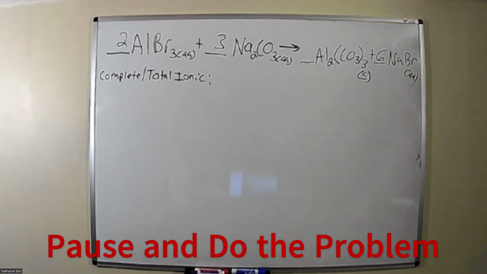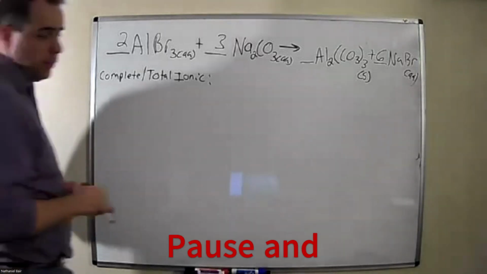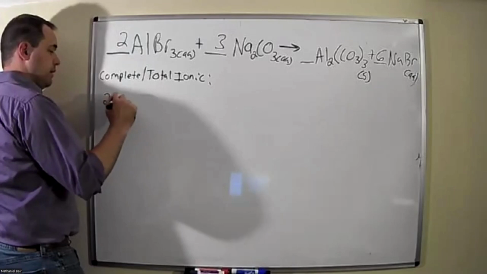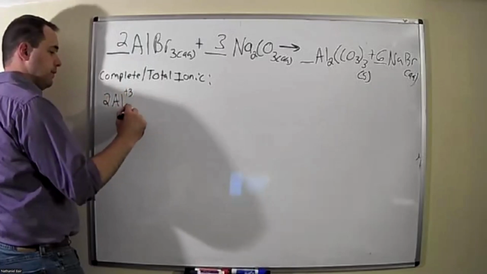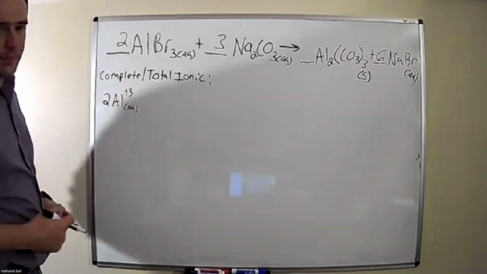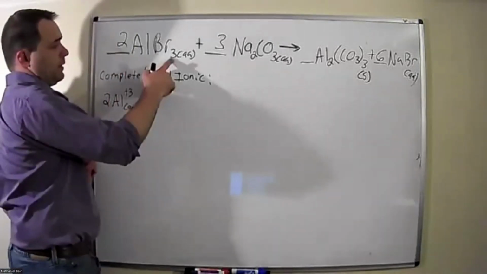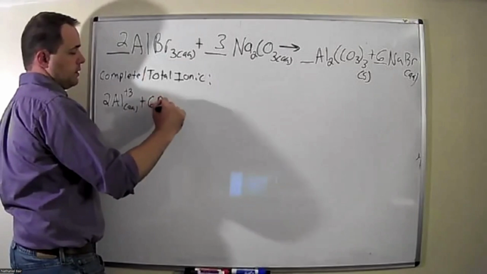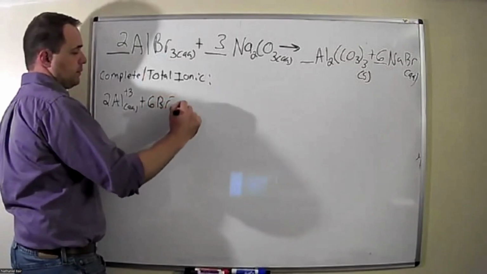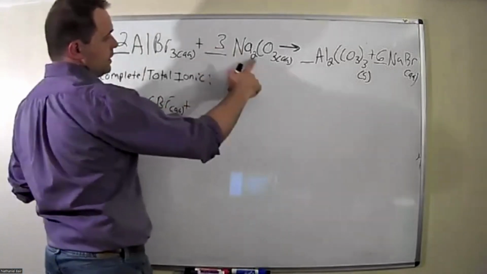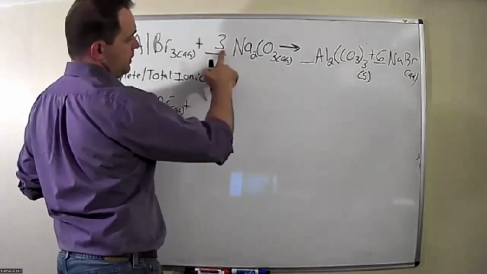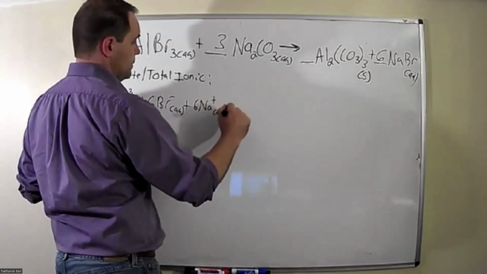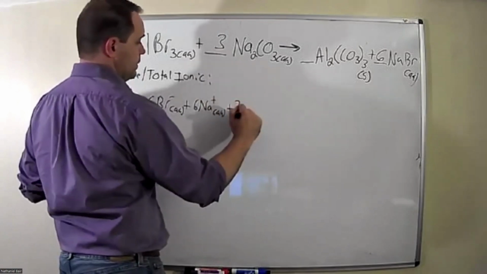All right. Here we go. Lot of moving parts. 2 aluminum +3 cations. Hopefully you got that. 6 bromides. 3 bromides per molecule times 2. That's 6 bromide ions. 6 sodiums. 2 sodiums per molecule times 3. That's 6 sodium cations. 3 carbonates.